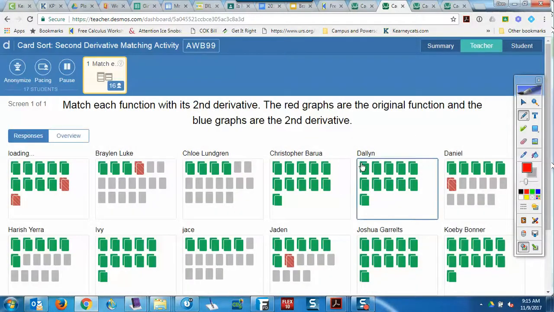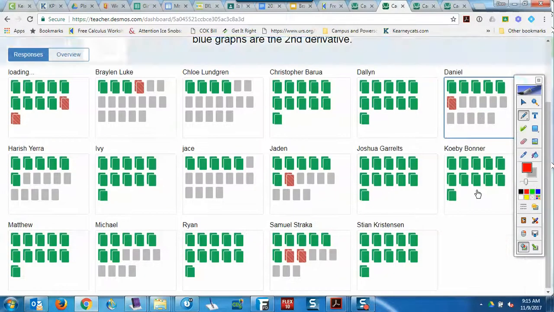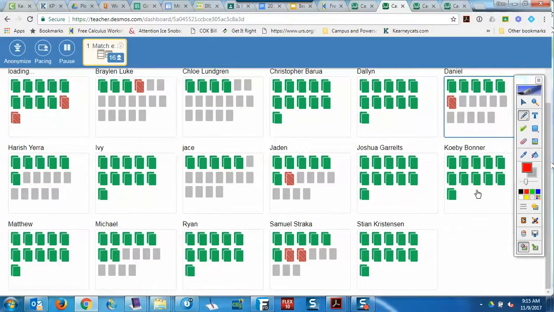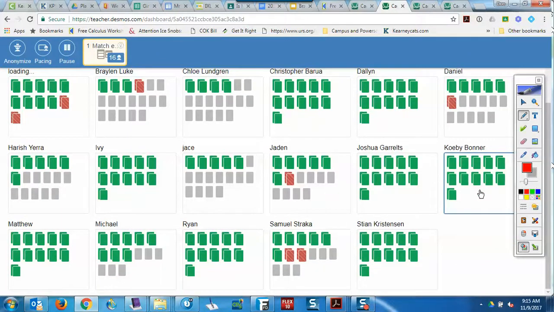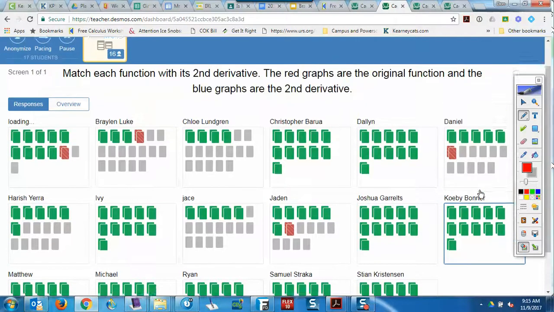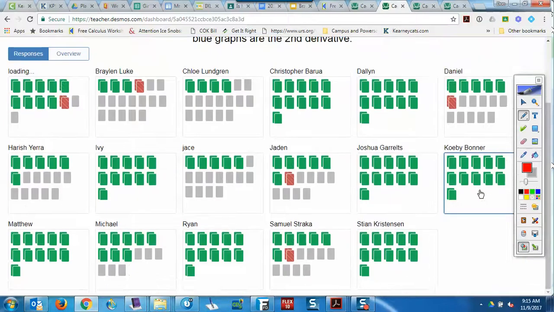Okay, let me look. So I got Haley with 2 bad pair, Braylon 1, Daniel 1, Jaden 1, Sam 2. Ivy, yours are all good. Josh, you're good. Stan, Ryan, you're good. Matthew, you're good. Kobe, you're good. Dallin, Chris, you guys are all good.